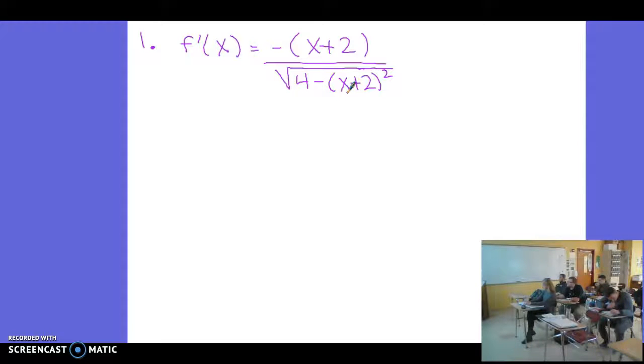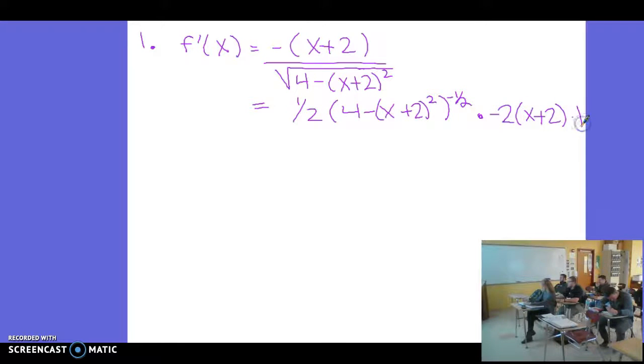You want me to do the first line? I see that the 2's canceled. Yep, so you would have 1/2 times 4 minus x plus 2 squared to the negative 1/2, times the derivative inside. So the derivative of 4 is 0, so negative 2 times x plus 2, times 1, so it doesn't matter. So this 2 and that 2 cancel. The negative from that 2 does not cancel though. That's where my negative right here comes into play.